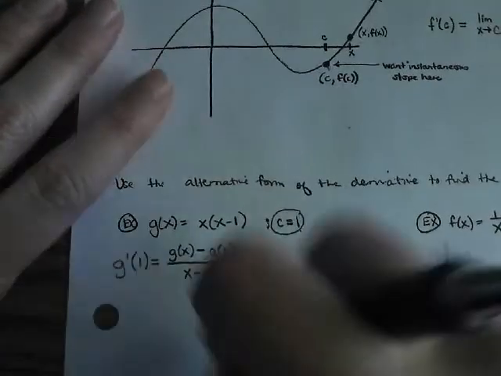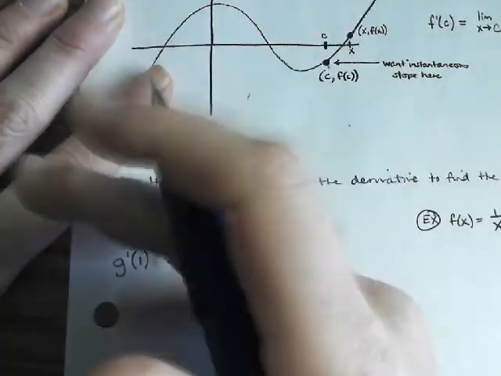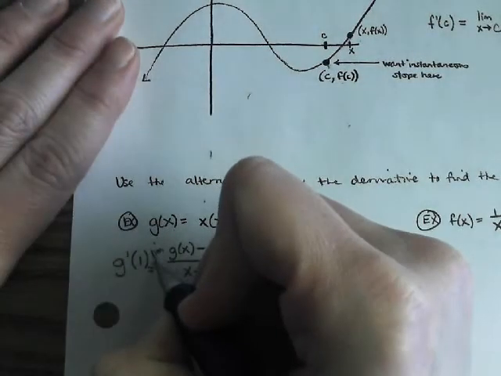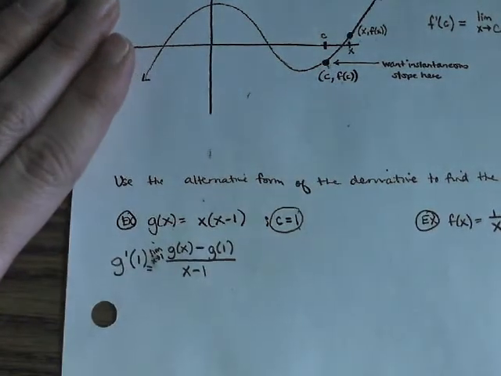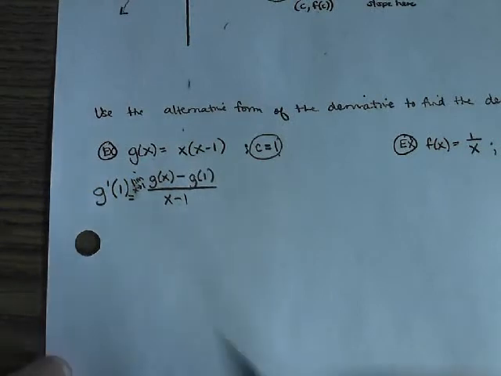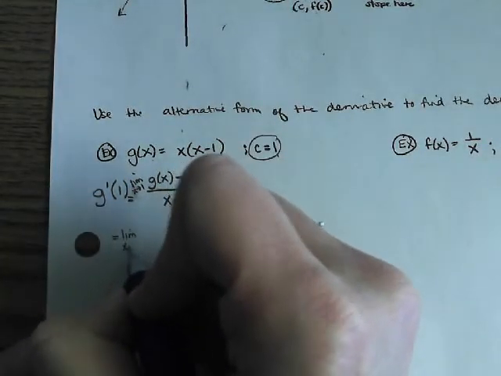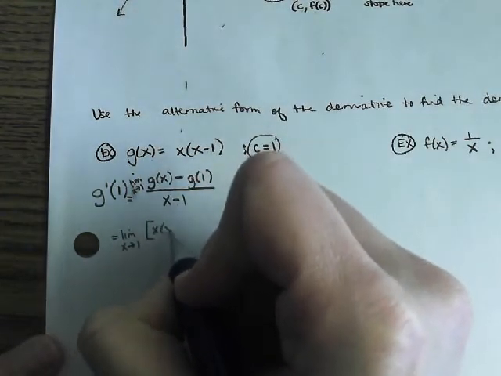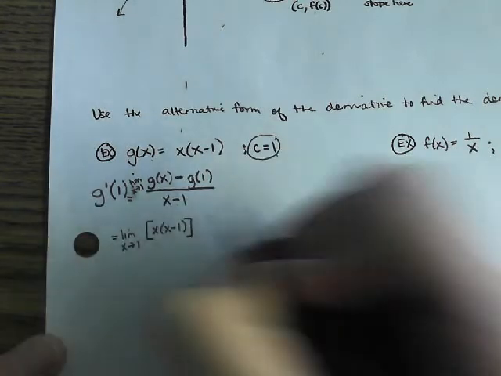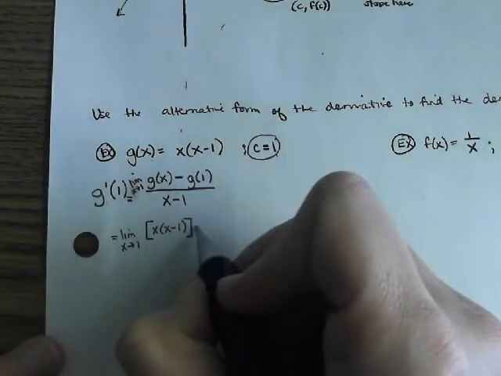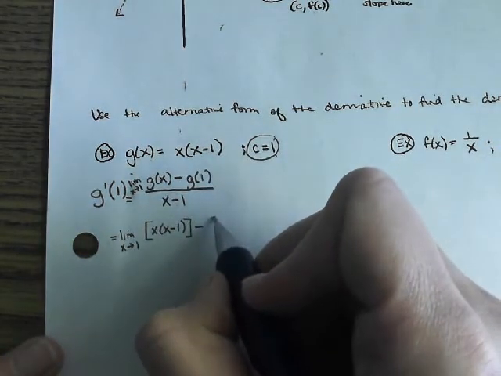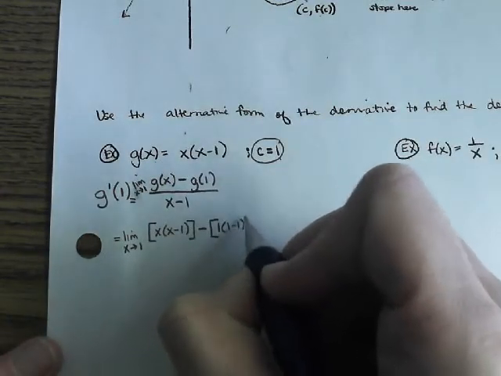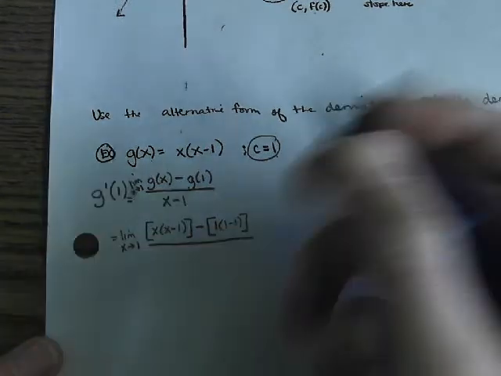Oh, I forgot to put my limit in there. I'm just going to put limit as x approaches 1 right in front of there. Okay, so I'm going to clean this up, and in for g of x goes the function. So in brackets, just to keep it organized, I'll do x times x minus 1. That's my g of x. Minus g of 1. So I'm going to plug my 1 into there, and that's 1 times 1 minus 1, all over x minus 1.